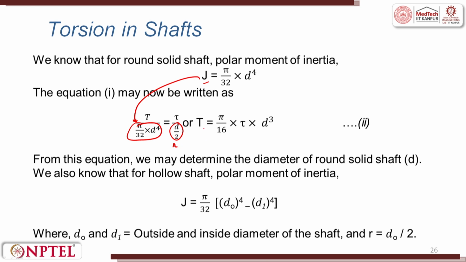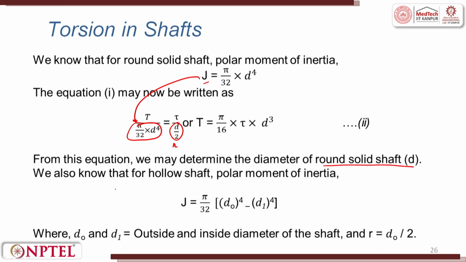This gives me T, that is the twisting moment or torque acting upon the shaft, is equal to pi by 16 into tau into d cube. From this equation, we may determine the diameter of the round solid shaft.